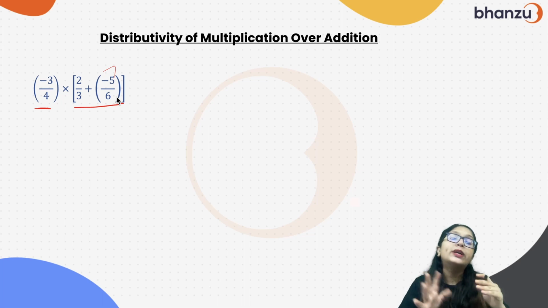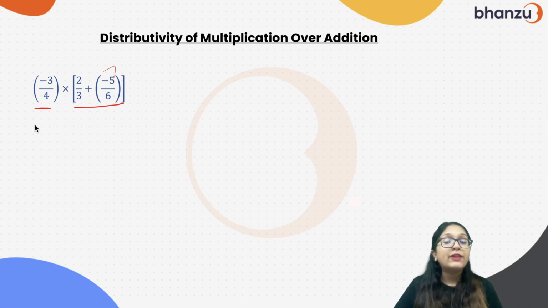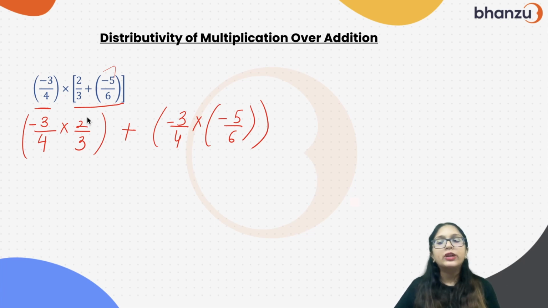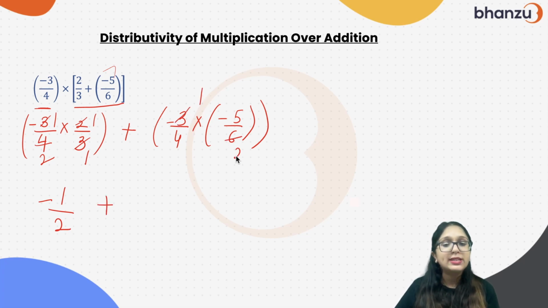So first of all we will do it according to the distributive property. What are we going to do? We are going to multiply minus 3 over 4 by 2 over 3, then we are going to multiply minus 3 over 4 by minus 5 over 6. Ready? We have two parts over here, so we will be solving both. 2 times 1 is 2, 2 times 2 is 4, 3 times 1 is 3, 3 times 1 is 3. What do I have? Minus 1 over 2. And then the next one is 3 times 1 is 3, 3 times 2 is 6. So this is going to be 5 over 8.